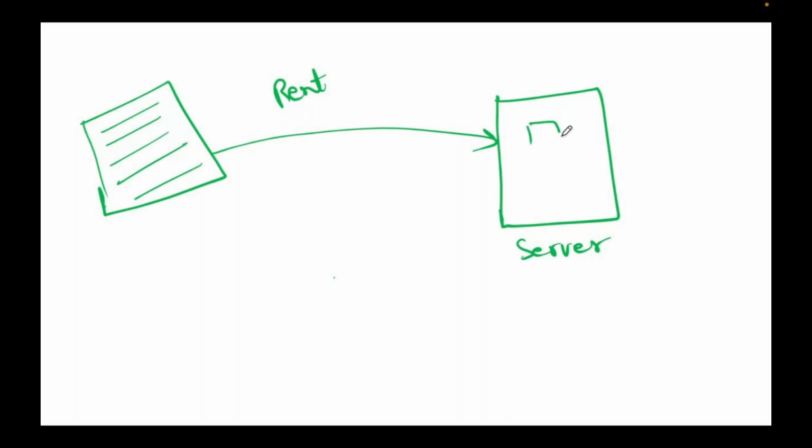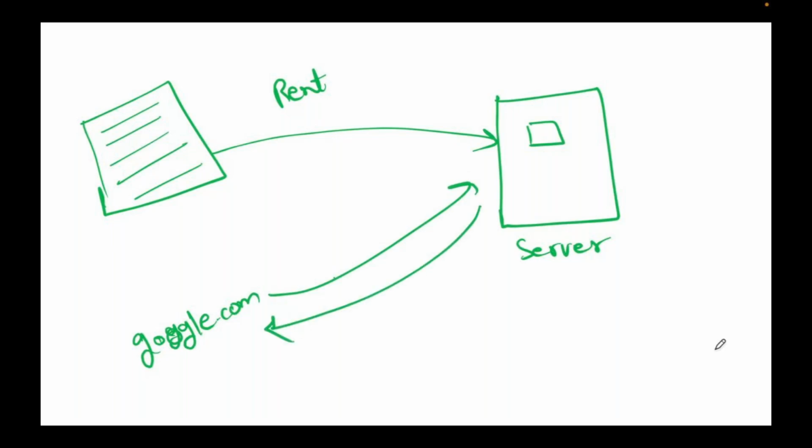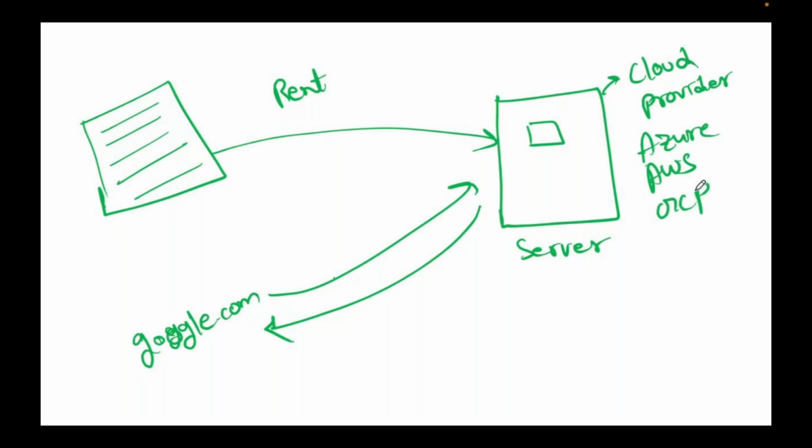When users hit your URL like google.com, the request is sent to this server and they get the response back. Now this server is maintained by cloud providers, like Azure, AWS, and GCP, Google Cloud Platform. This is about cloud.